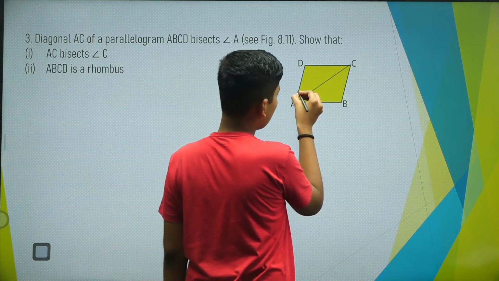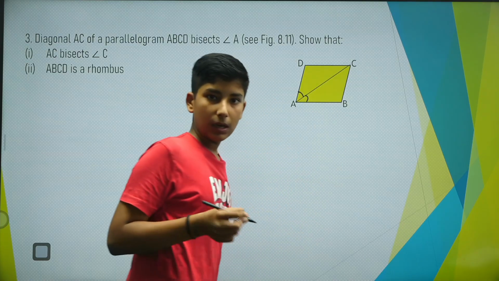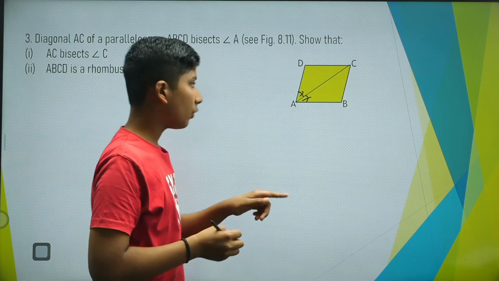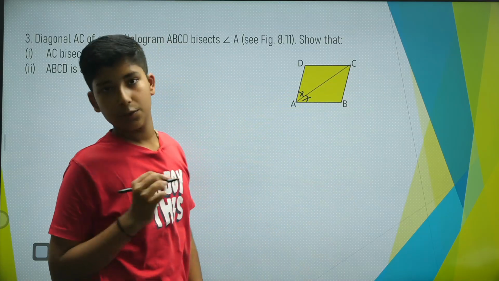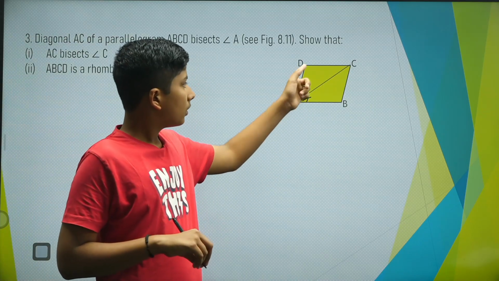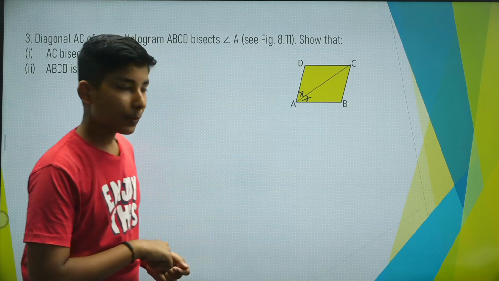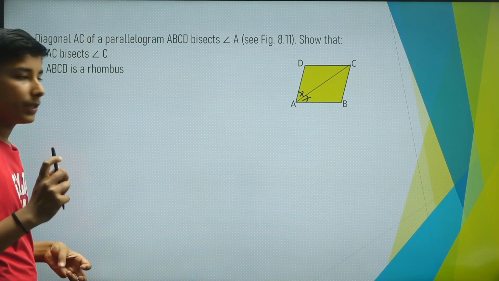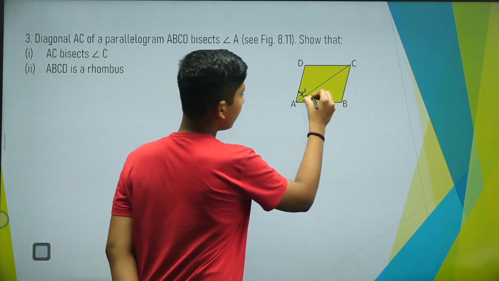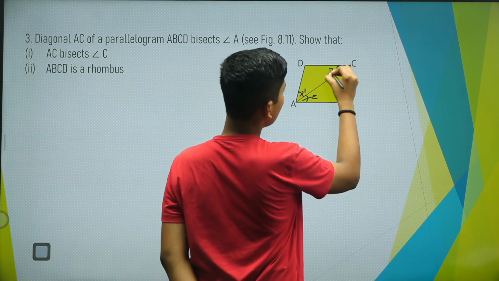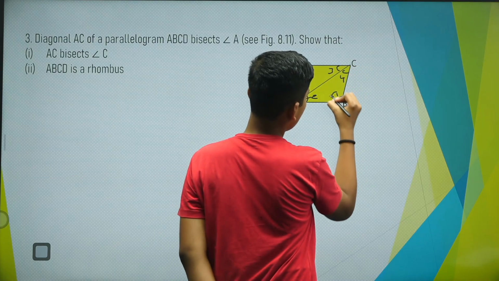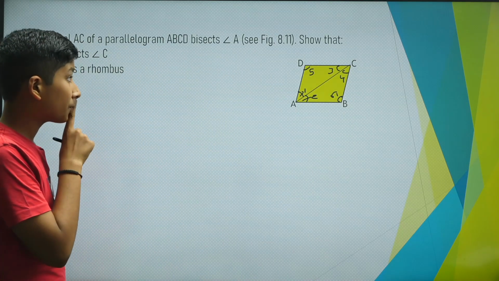Means these two angles are equal to each other. We have to prove that these two angles will also be equal to each other, and also that ABCD is a rhombus. This is a rhombus. We have to prove this also. So first of all, let's see. Again numbering 1, 2, 3, 4, 5, 6. Okay.